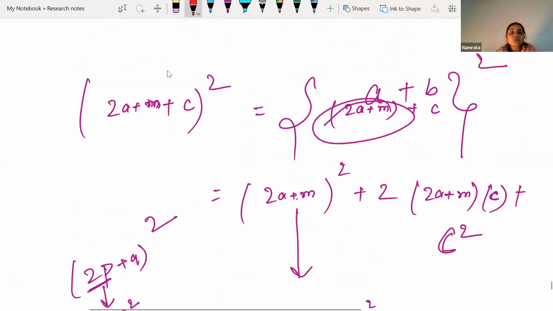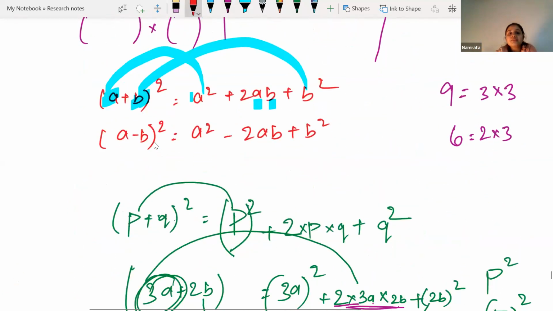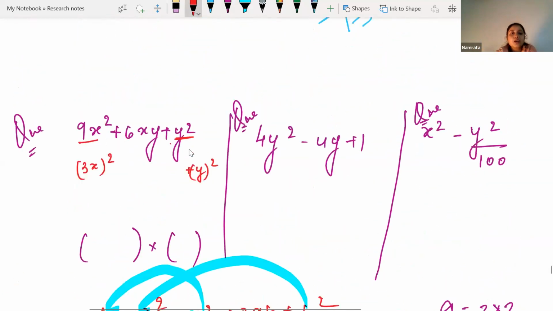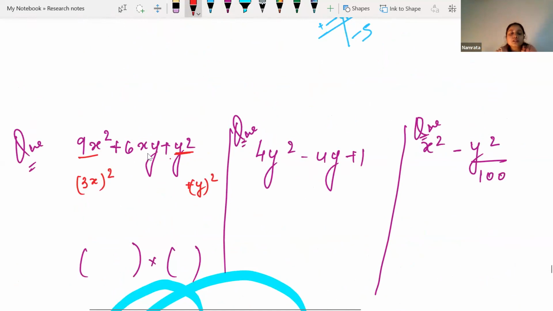Okay, now let's get back to our question. Our question was 9x square plus 6xy plus y square. So 9x square, I am writing it as 3x whole square plus 6xy. We don't know what to do for 6xy. Y square, I know I can write y square as y in bracket, and that's a square, right?